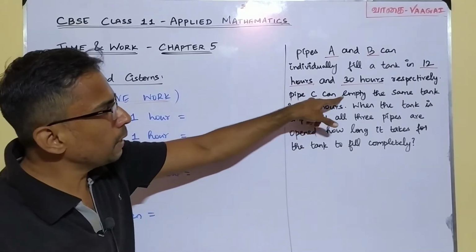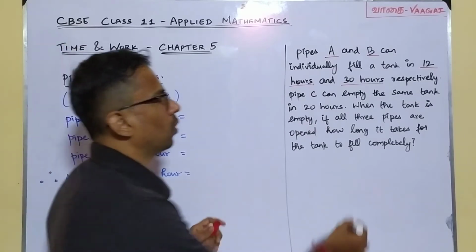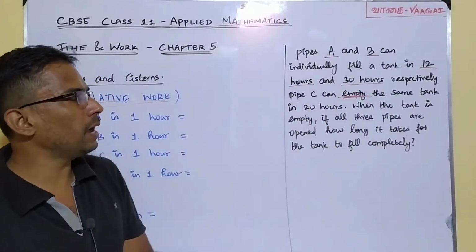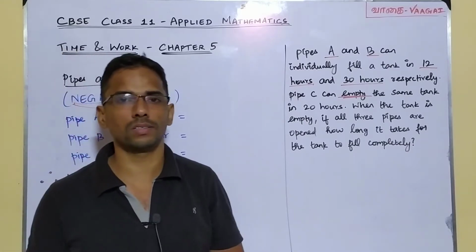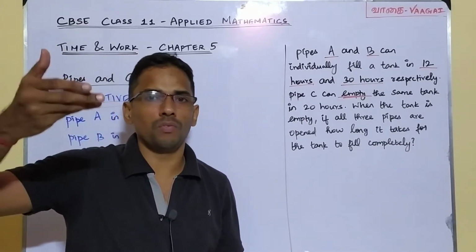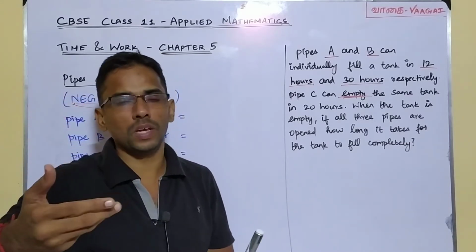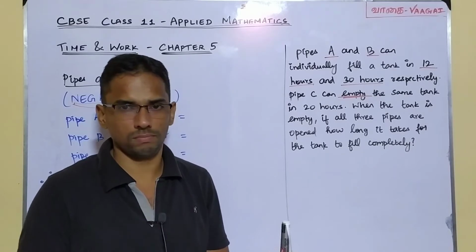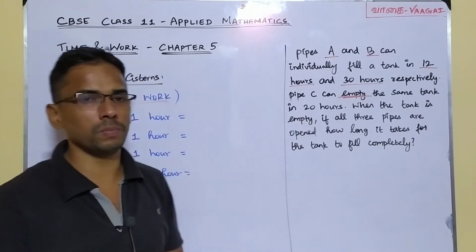Pipe C can empty. So note the word, very important. Pipe C can empty the same tank in 20 hours. So what does it mean? When the tank is completely full, if you switch on pipe C, what happens? Pipe C will be letting all the water out. That's a task done by pipe C.